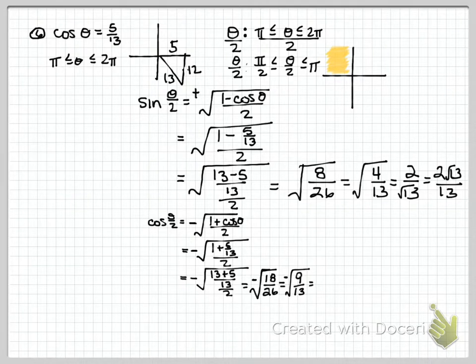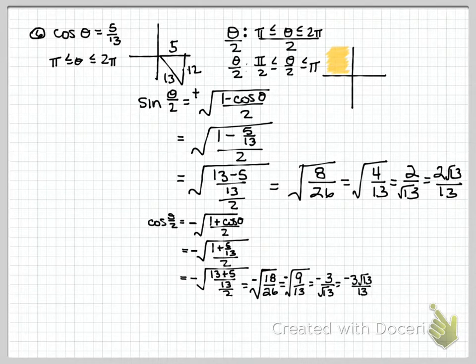I keep forgetting the negative here. So it's negative 3 over root 13. Rationalize your denominator, and that becomes negative 3 root 13 over 13. So there's sine and cosine.